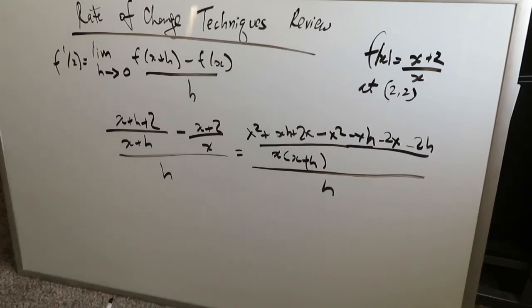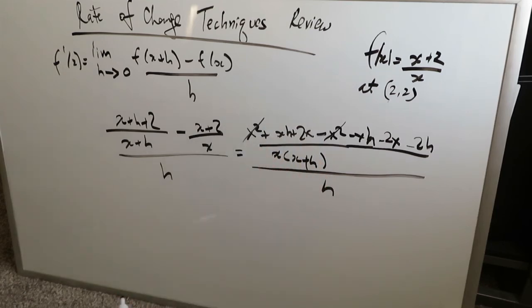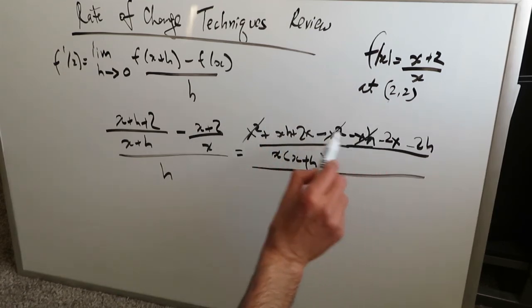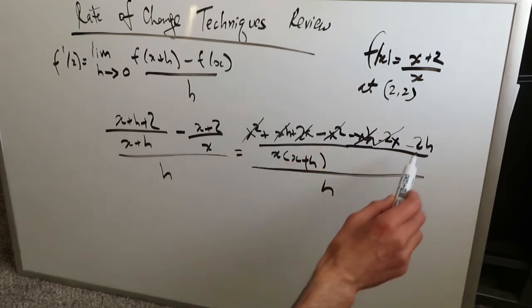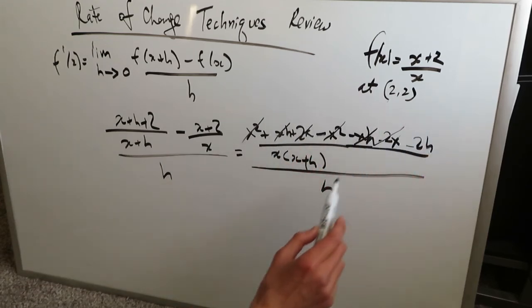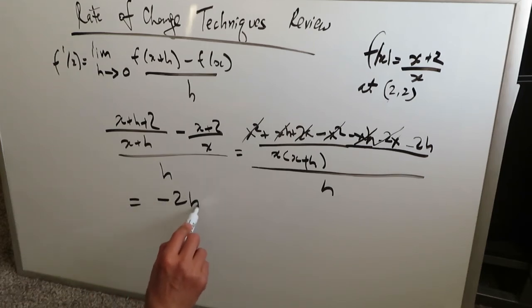Now the fun part over here is you're going to start cancelling things out. This minus x squared with this x squared. This minus xh with this positive xh. This minus 2x with this plus 2x. And I'm left with a minus 2h on the top. Let's rewrite all of this in a more friendly format. On the top I'm left with a minus 2h.